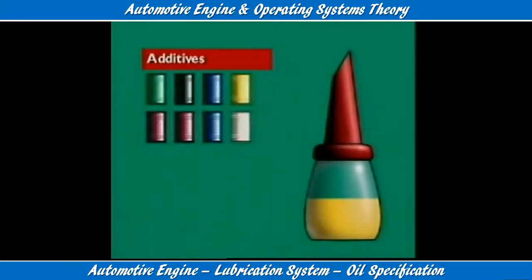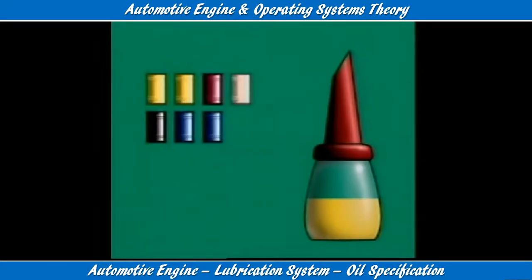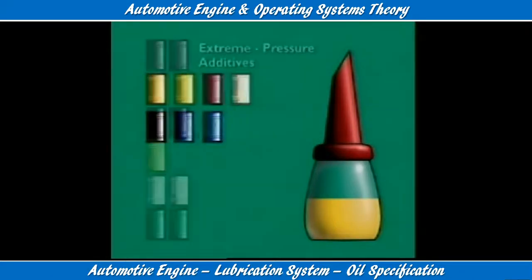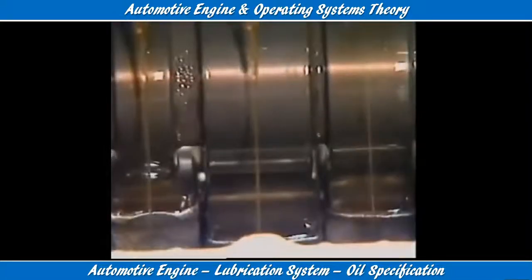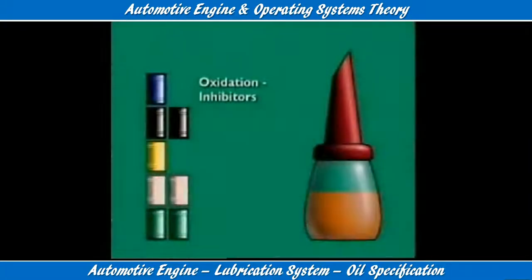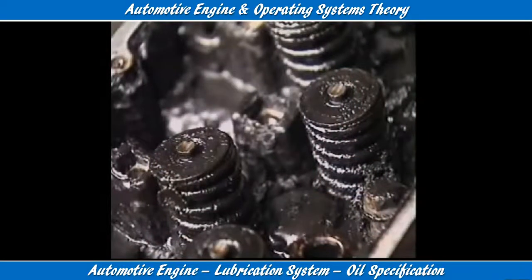Special chemicals called additives are added to the base oil by the oil companies. Different combinations of these additives allow the oil to do different jobs in an engine. Extreme pressure additives coat parts with a protective layer so that the oil resists being forced out under heavy load. Oxidation inhibitors stop very hot oil combining with oxygen in air to produce a sticky material like tar that clogs galleries.